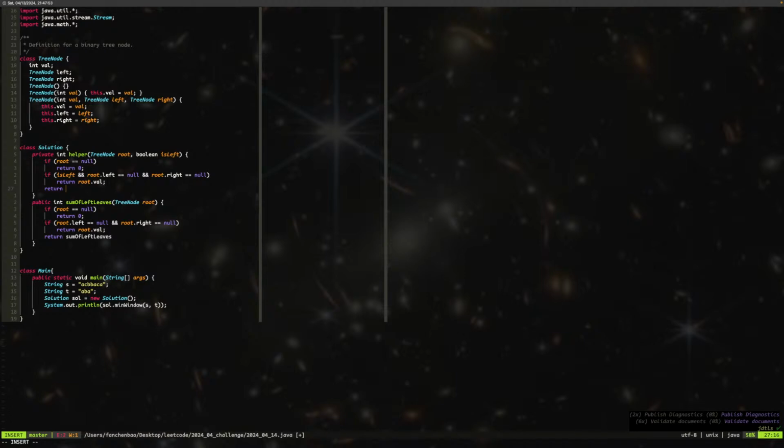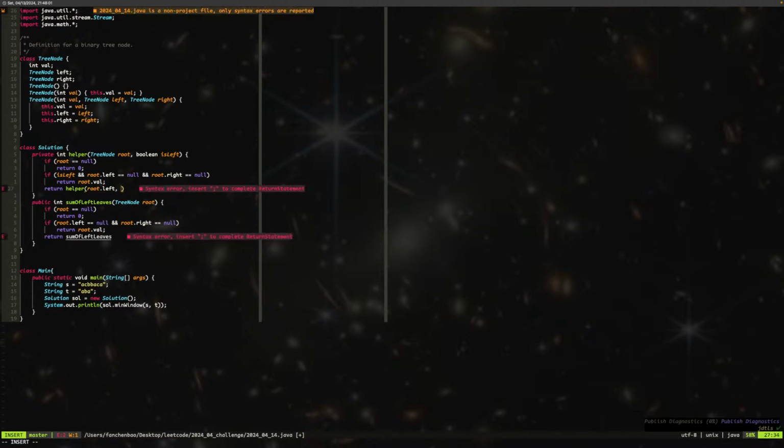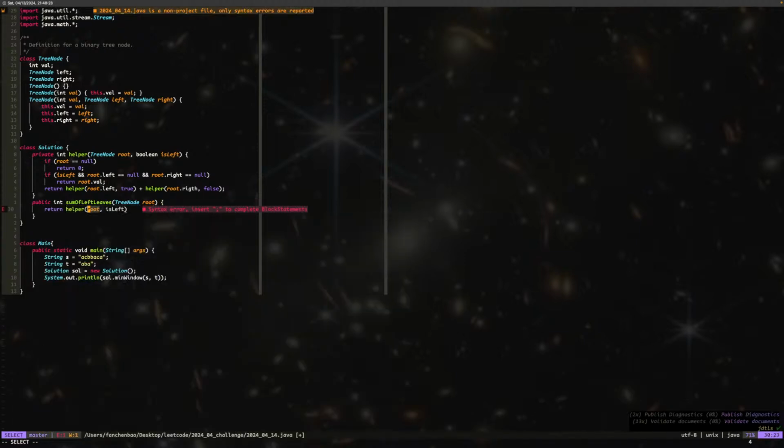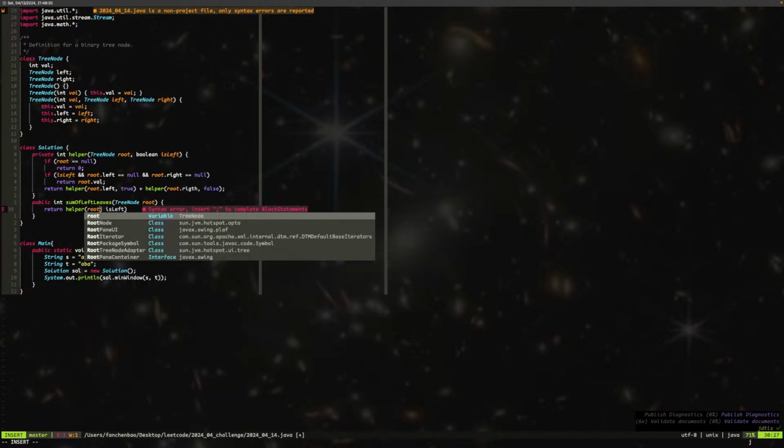We'll return helper root.left and true plus helper root.right. This will be a false, right? Because we only consider the current one is the left or right. And this will just return helper root.